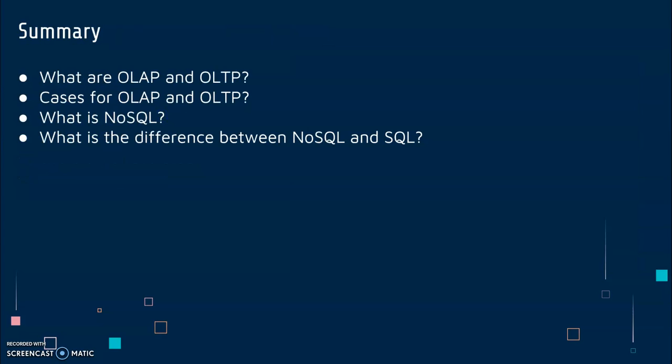Okay, so let me make a summary here. The first thing we have introduced is what OLTP is and what OLAP is. And then we cited the ATM case for OLTP and the Oracle case for OLAP. And then we introduced that NoSQL is not only SQL, which is an alternative to SQL databases, and listed 6 points to show the difference between NoSQL and SQL.